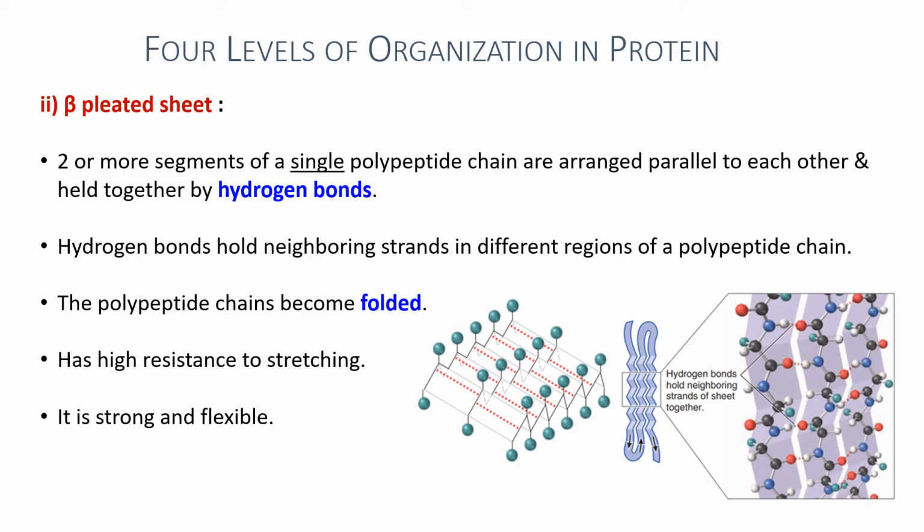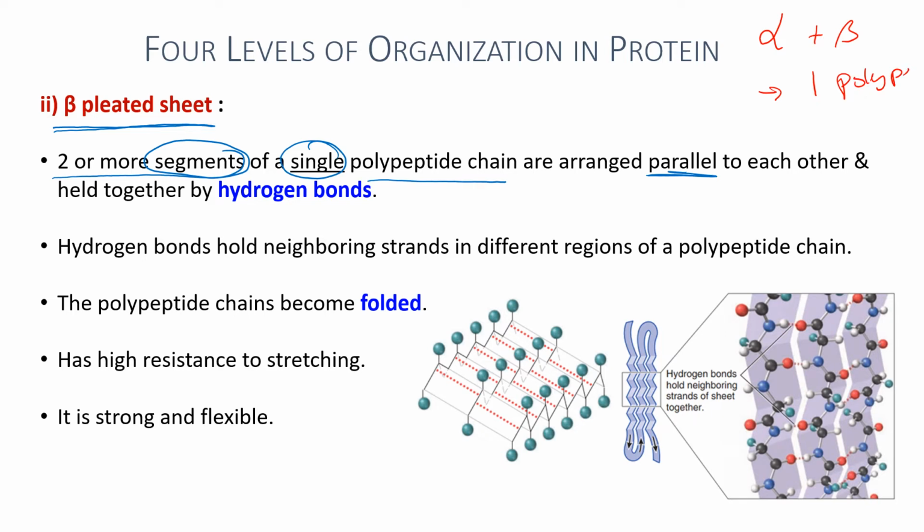The second type of secondary structure is the beta pleated sheet. Just look at this keyword. It says here that 2 or more segments of a single polypeptide chain are arranged parallel to each other and are held by hydrogen bonds. Just look at the diagram carefully. For both secondary structures, be it alpha or beta, it only involves one polypeptide chain.